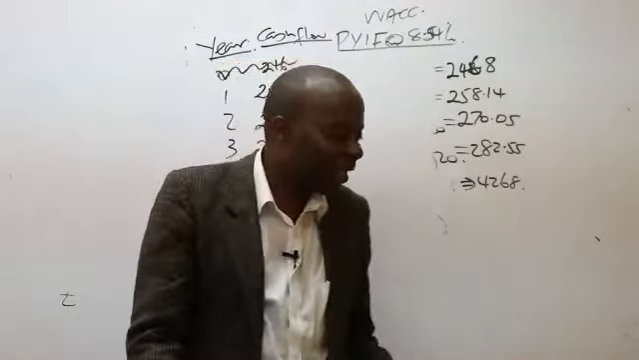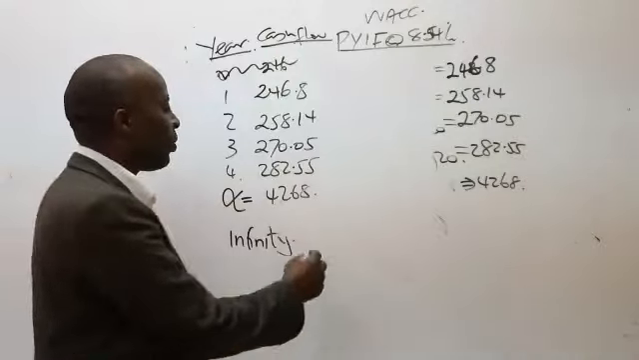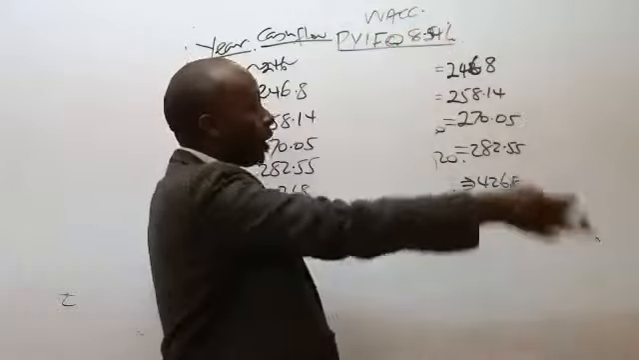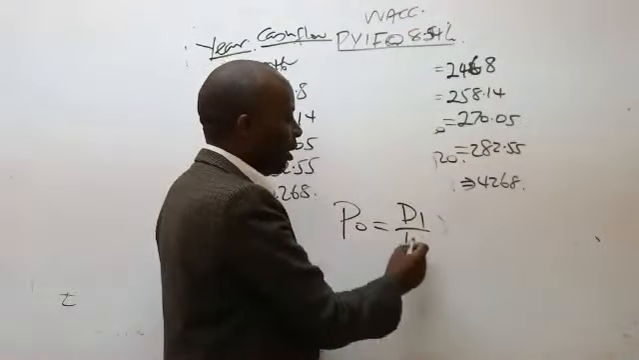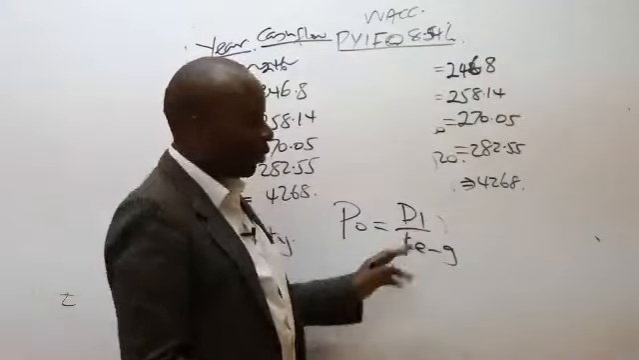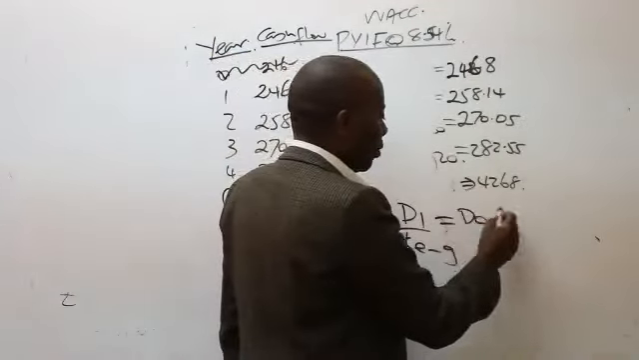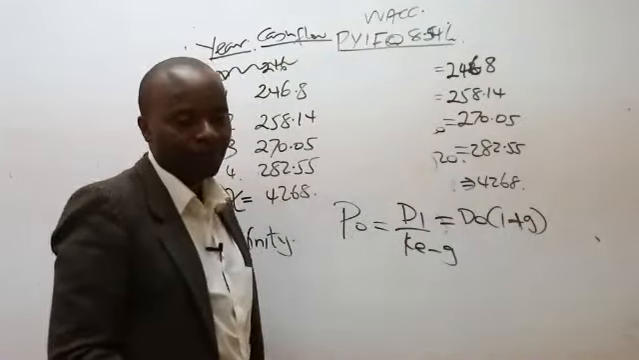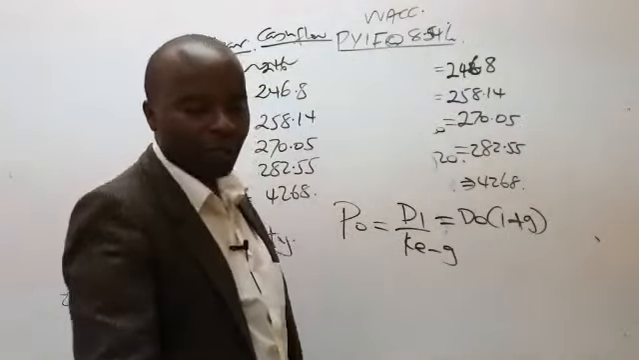And that is why even this provincial officer formula normally says that to get P0, the current market value, always use D1. You talk of D1 over Ke minus g. To get this D1, we normally take D0 into 1 plus g.